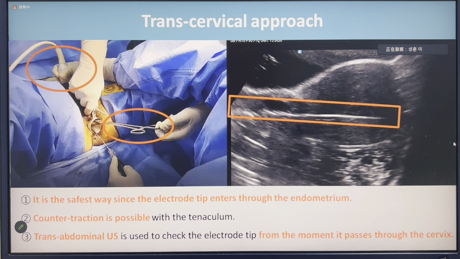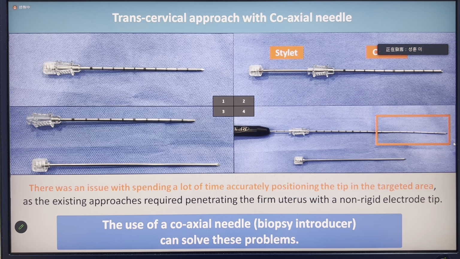There was an issue with spending a lot of time accurately positioning the tip in the targeted area, as the existing approaches required penetrating the firm uterus with a non-rigid electrode tip. The use of a coaxial needle can solve these problems.